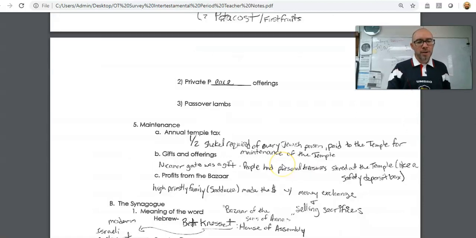And then the Bazaar of the sons of Annas, the high priestly family of the Sadducees, made money with money exchange and selling sacrifices for people. So these guys are rich. They're rolling in it, and they're making money hand over fist from the normal dude. Do you ever feel that way? You go to a place and you're like, I can't believe I'm paying this much for the thing, but you're thirsty, so you buy it.